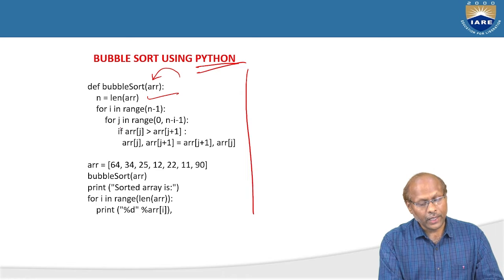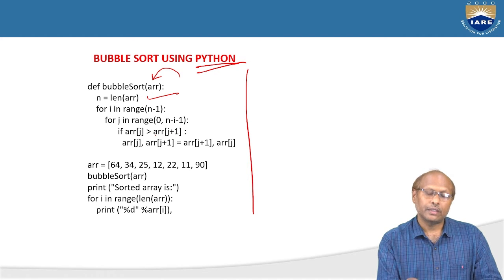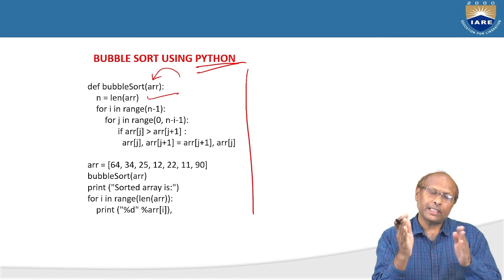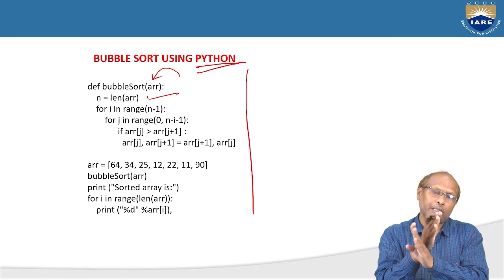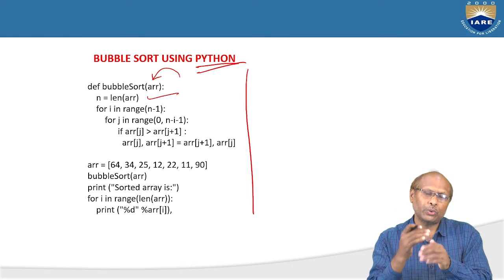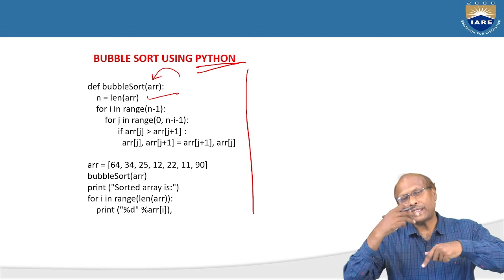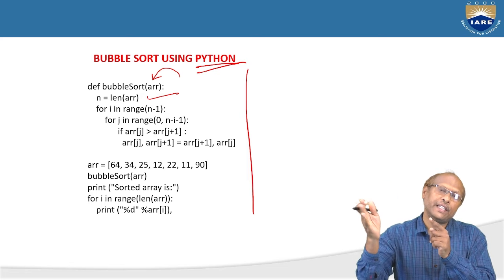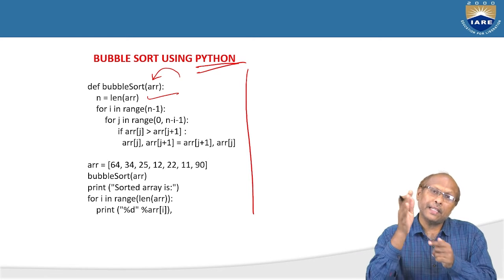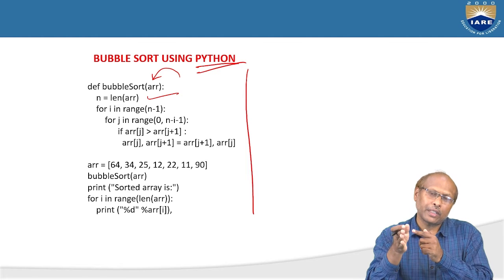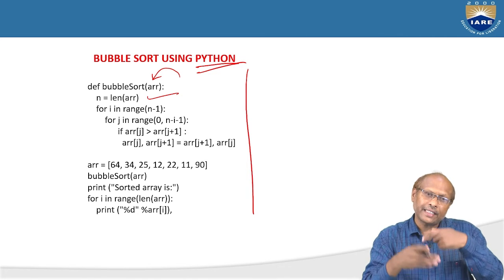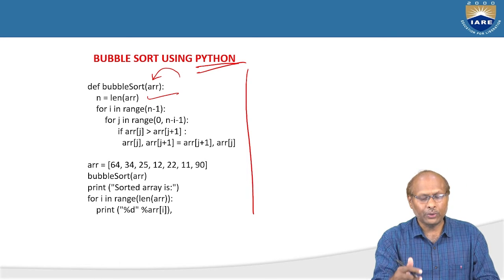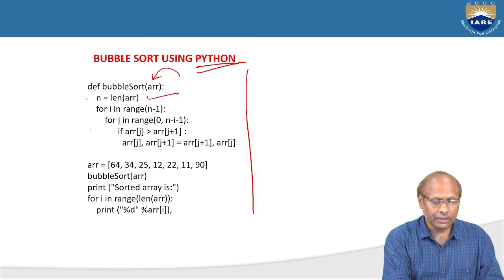And the inner loop will repeat n minus i minus 1 times. That means if i is 1, meaning 1 iteration is over, you should reach the last but one position. Every time, n minus i steps, you have to go internally. After the end of the first iteration, the biggest element will go to the end. After the second iteration, the second biggest element will go to the last but one position. So in every iteration, the last position is filled with the next bigger element. This will continue till the end. This is how it works.